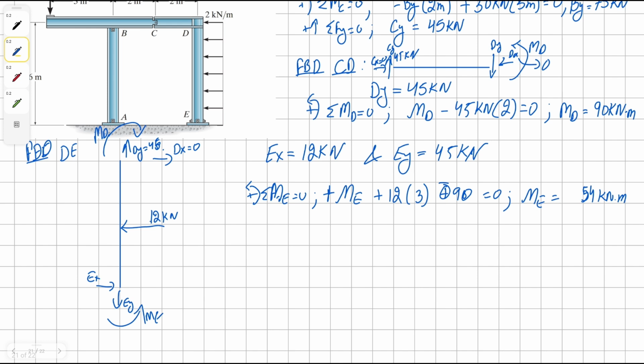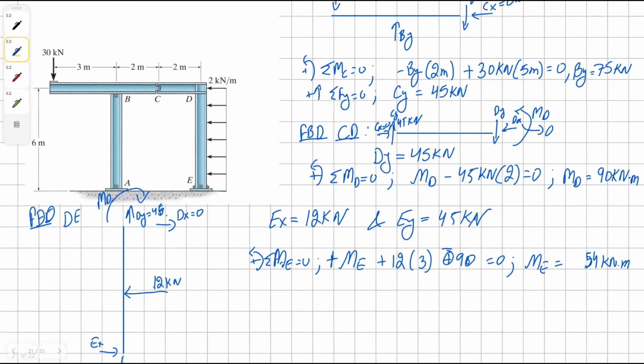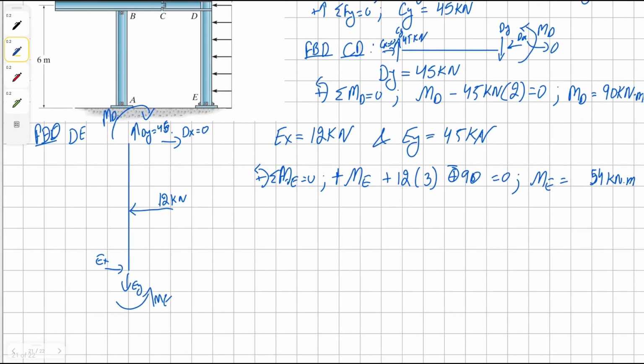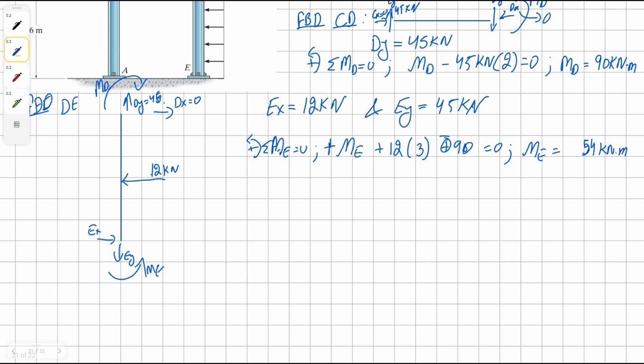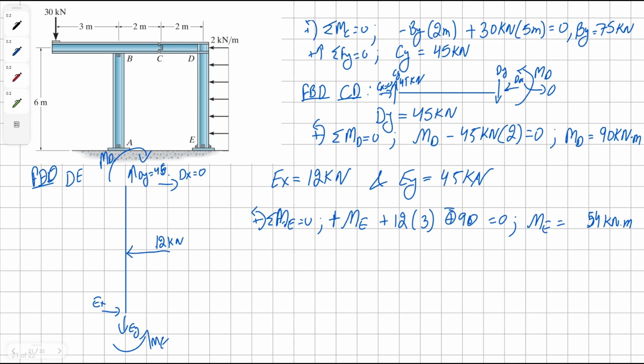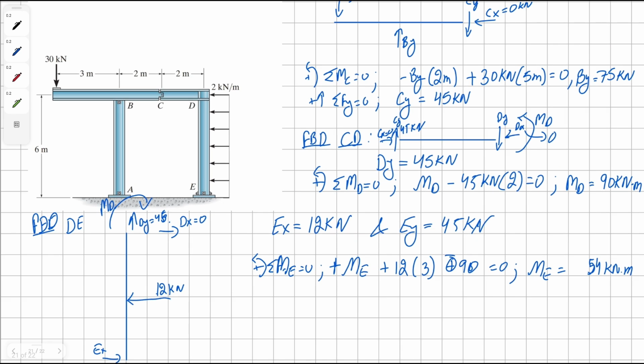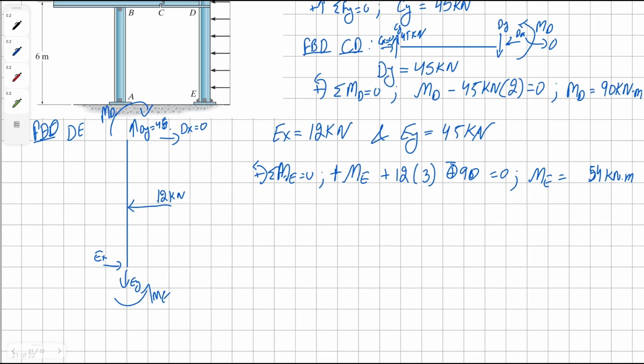Alright, now that we have this value, we don't have to find any value for the AB member because the only force that would be meaningful there is the vertical reaction force, and we are not going to draw any diagrams with it, so it's not useful in our case.